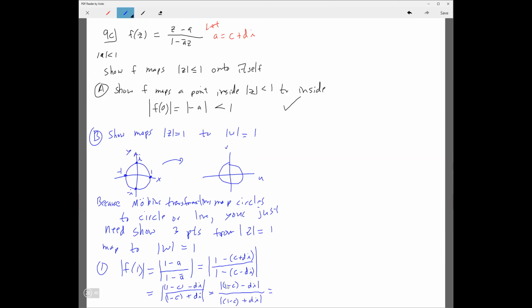Okay, so what's the modulus of the numerator? It's the square root of this first one squared plus the second one squared. And then down here we have the square root of the first one squared plus the second one squared. And then those are equal, so that's going to be 1, right? Okay, so we've shown it for the point 1.